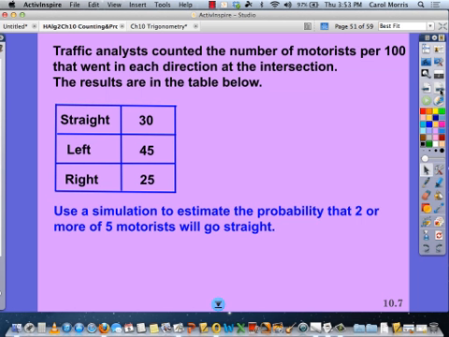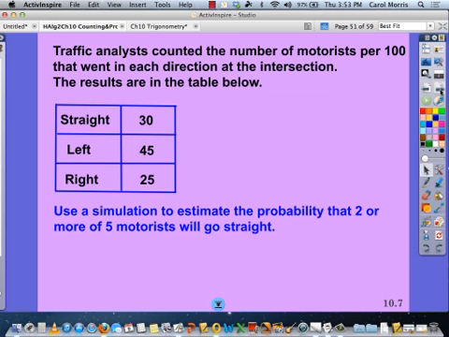Now, instead of sitting there and counting at this intersection, taking our time, we can do what we call a simulation with random number generators. Use a simulation to estimate the probability that 2 or more of 5 motorists in a row will go straight. So, in order to do that, you're thinking, okay, I'm going to have 5 possibilities. What's the probability of going straight?